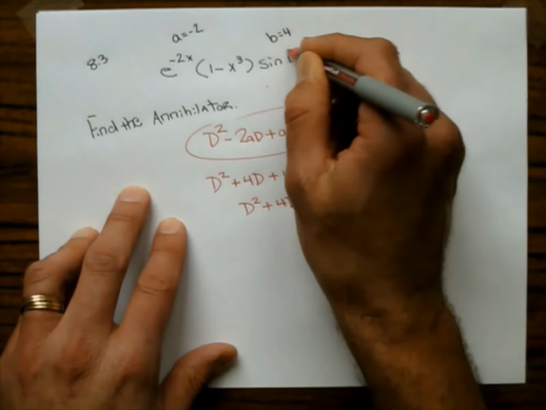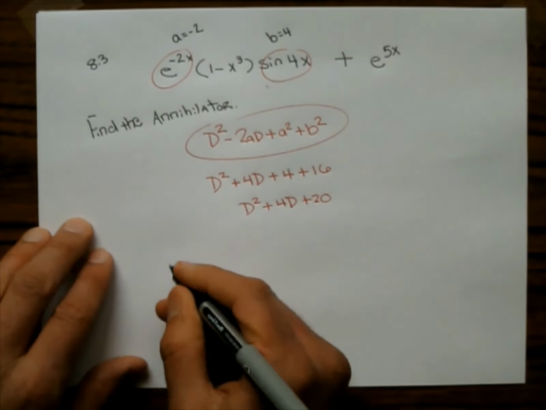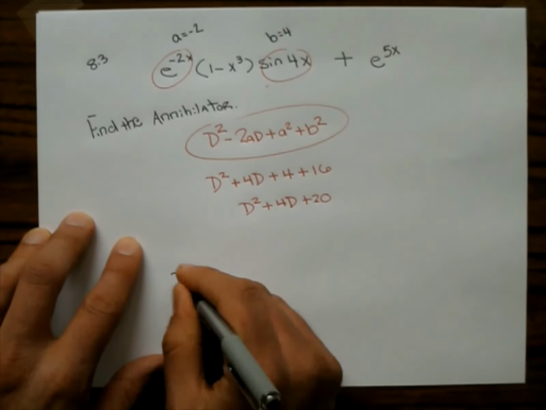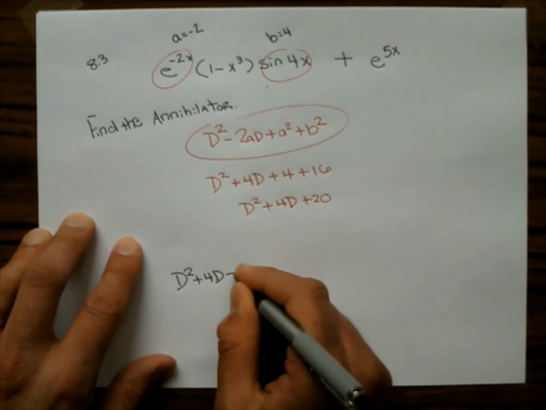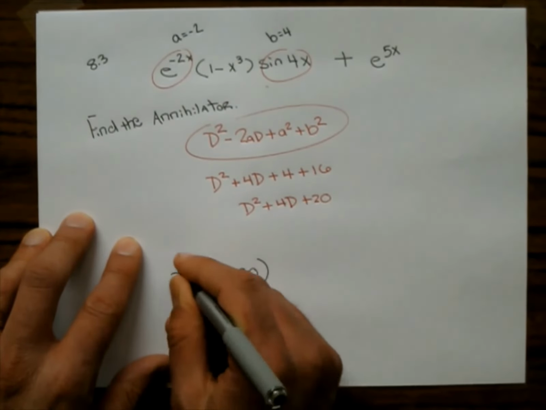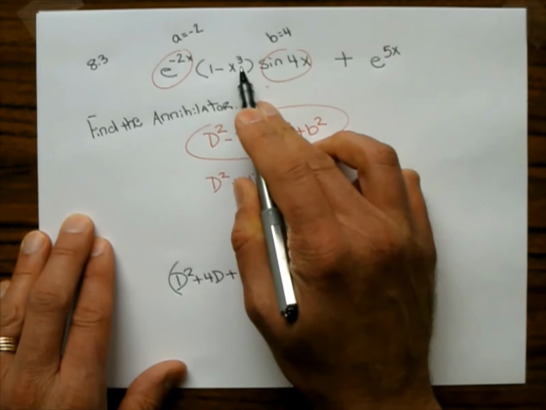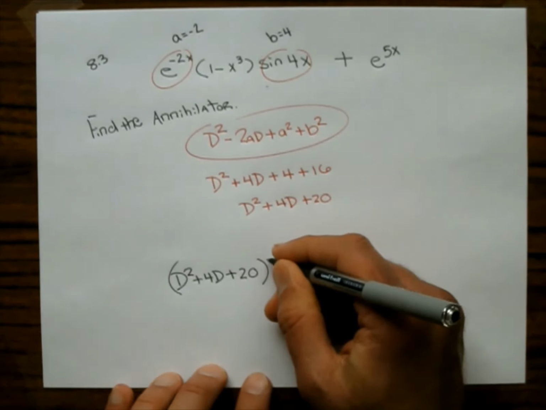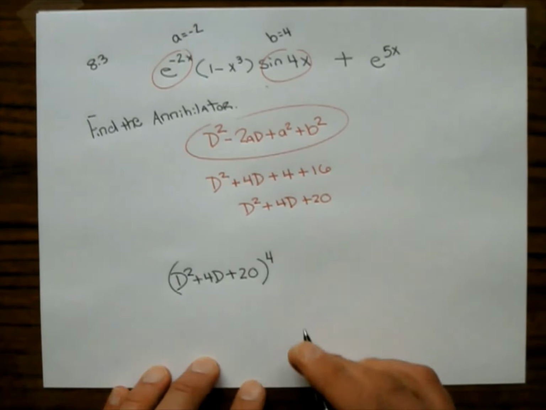Okay, so that really annihilates just if I had that right there. So what I'm going to do is write down my answer. It's going to be D squared plus 4D plus 20. Okay, so that annihilates the red part, and then it's multiplied by a polynomial of degree 3. So in terms of annihilators, you can go back and look at the rules. There's going to be a 4 there.